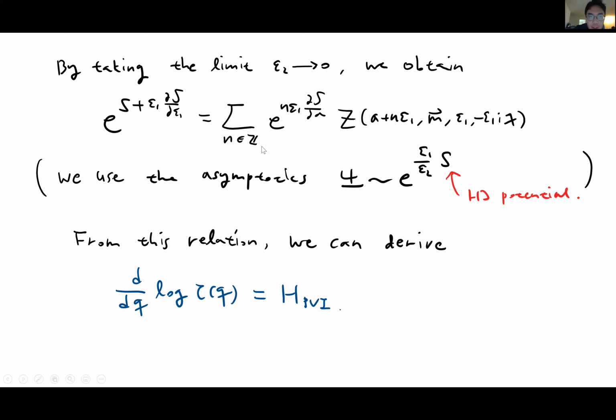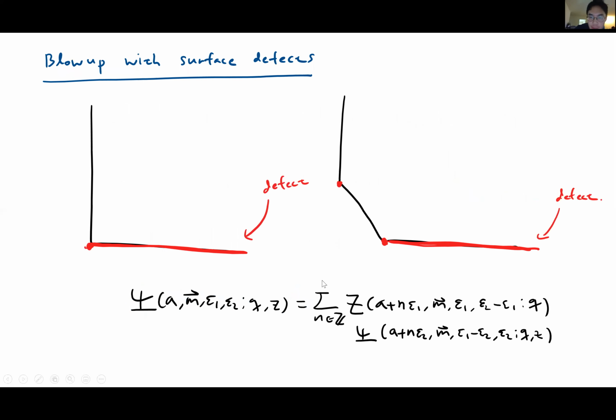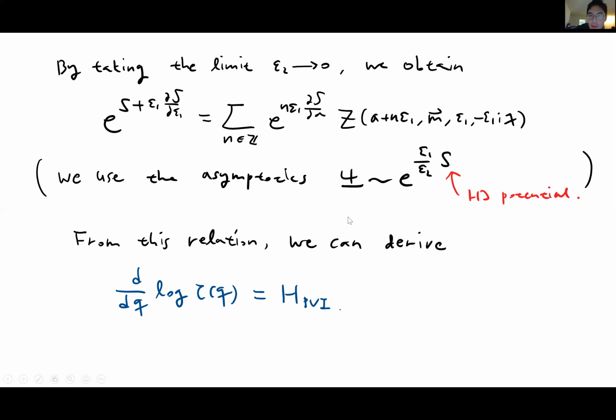So in particular, this infinite sum now has a physical meaning. The right-hand side is not just a formal sum. This sum is coming from the fluxes along the P1. In that sense, this has physical meaning.